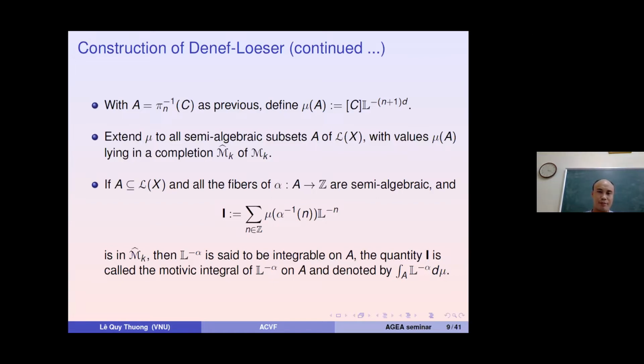If A is a semi-algebraic subset of arc space of X, and all the fibers of a function alpha from A to Z are semi-algebraic, and one more condition: the sum running over n in Z of the measures of the fibers of alpha over n times L to the power n converges in the completion of the ring, then we call L to the power minus alpha integrable on A. The quantity is called the motivic integral of L to the power minus alpha.